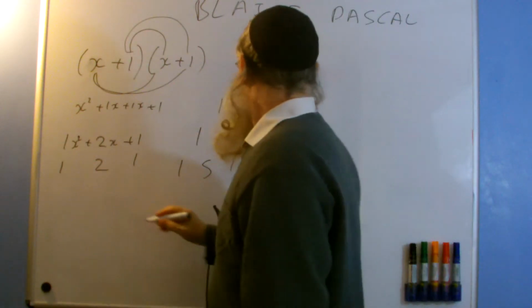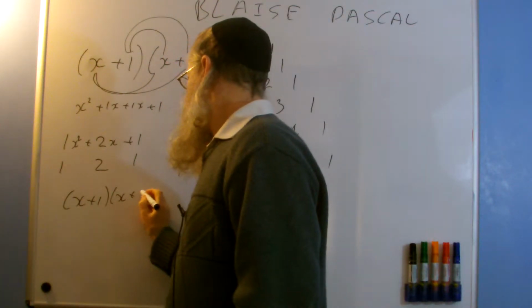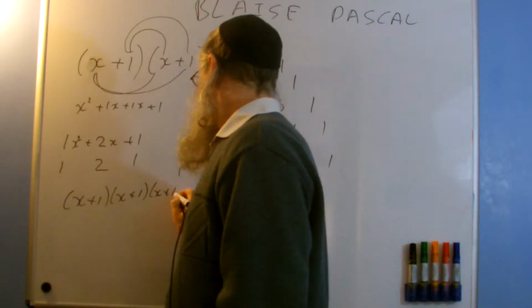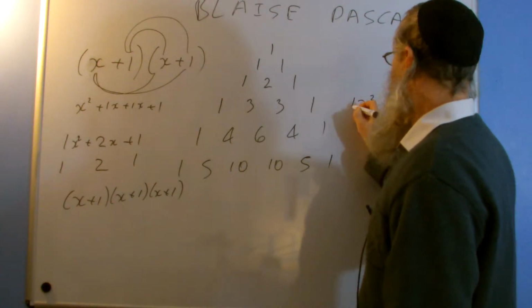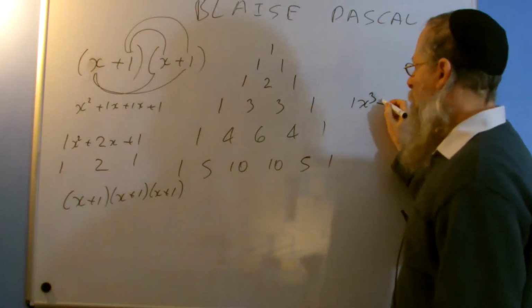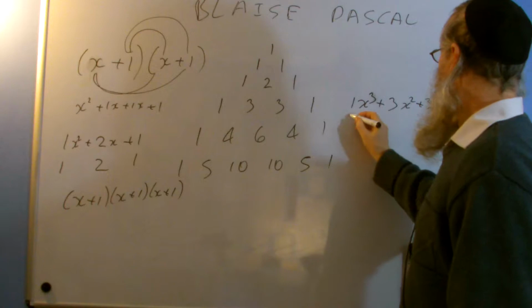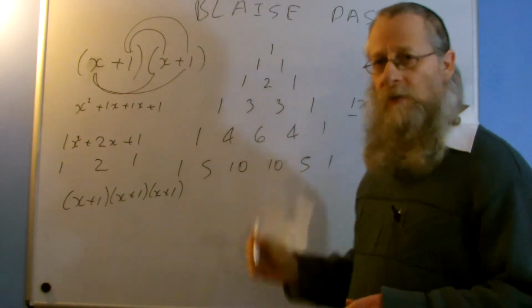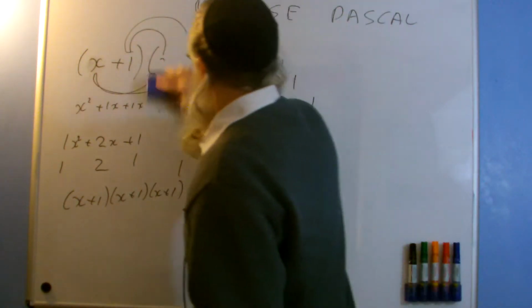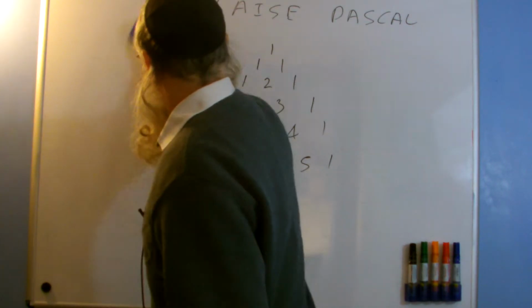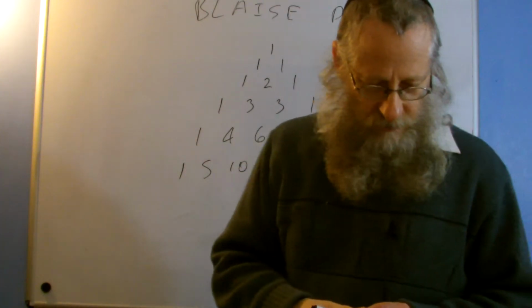And if I were to have 3 brackets, and I was to multiply that out, then you would get this. You would get 1x cubed plus 3x squared plus 3x plus 1. Again, you've got 1, 3, 3, 1. And that just gives you the coefficients of those expansions. But the words binomial expansion we'll come to in a minute, and we'll see how that's connected to Pascal as well.